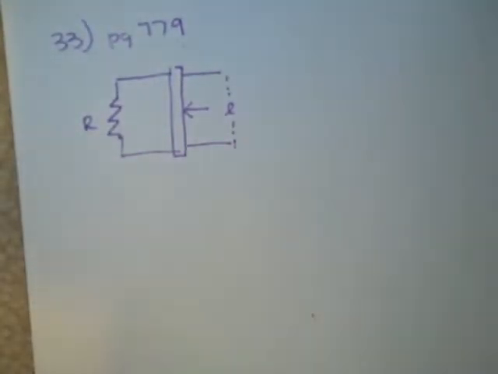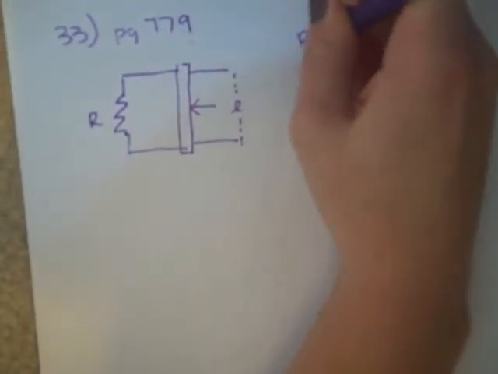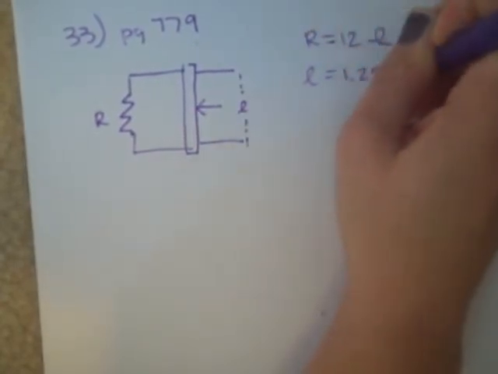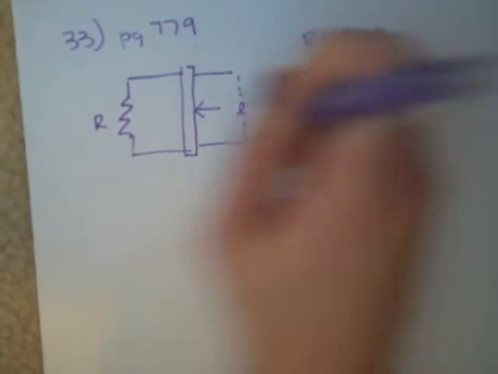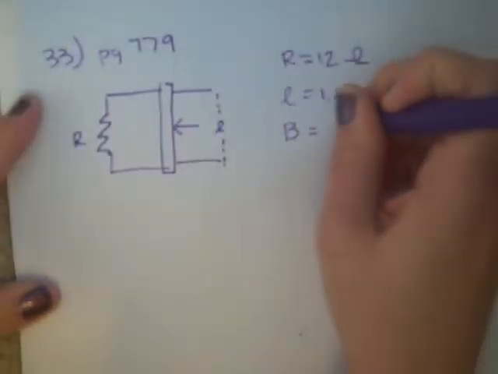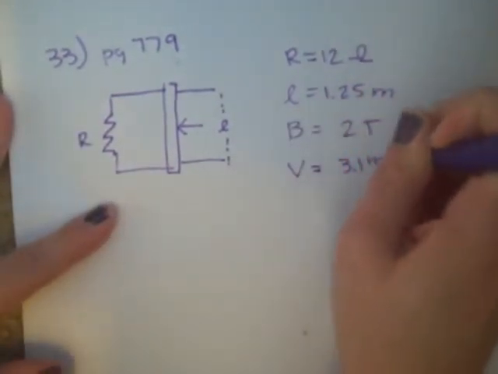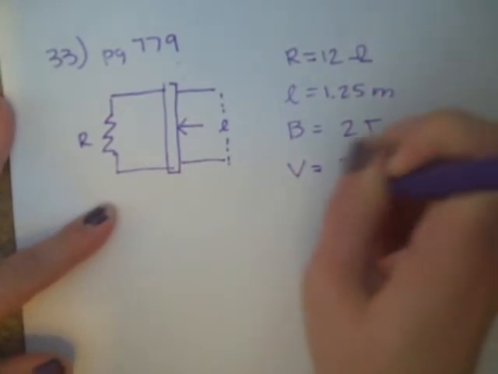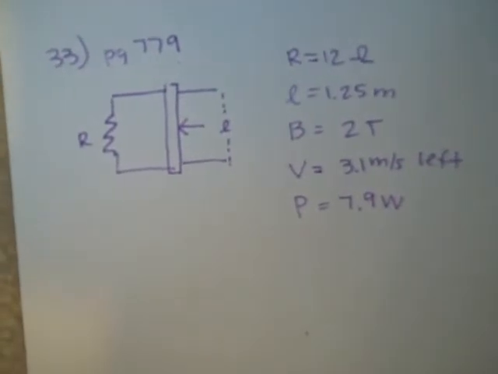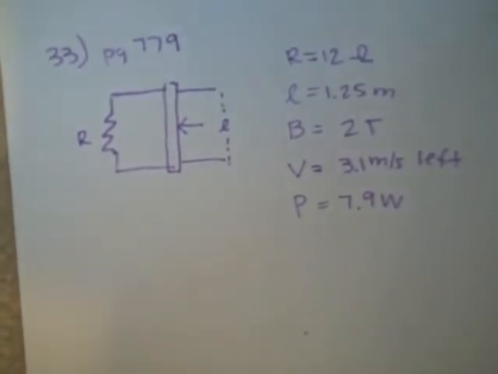So they're saying, and I'm going to just list our givens from the active example that they had. The resistance was 12 ohms. The length was 1.25 meters. The B field that they solved for in that problem, if you look through that active example, was 2 Teslas. The velocity is 3.1 meters per second left. And then finally, the power is 7.9 watts, and that is what the new part of your problem here is saying, if the power is 7.9 watts.